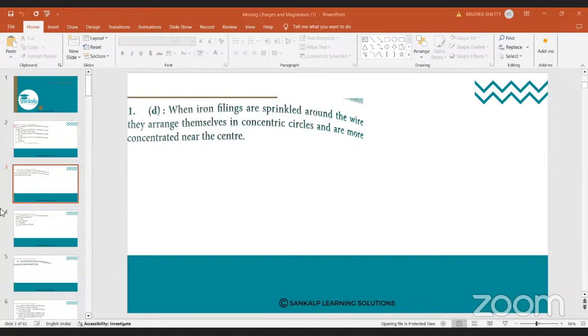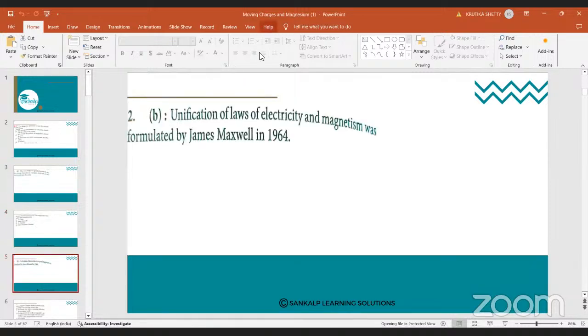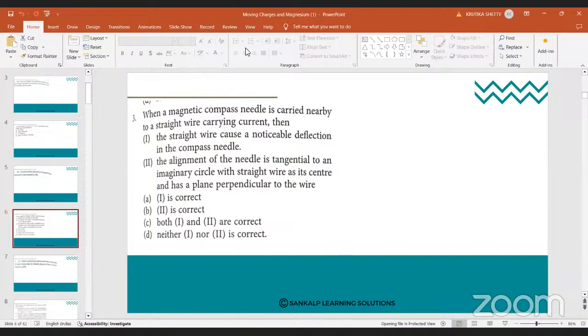Yes, option D is the correct answer. So go for the next question. The laws obeyed by electricity and magnetism were unified and formulated by J.C. Bose, James Maxwell, Marconi, or Oersted? B. Yes, correct. Very good. It was combined by Maxwell. The next question, students.